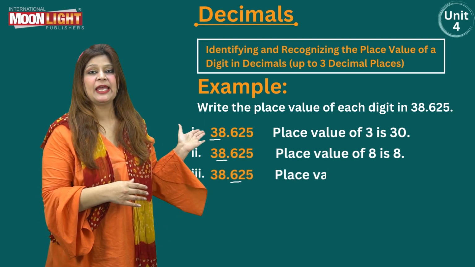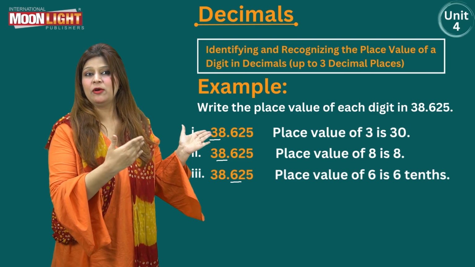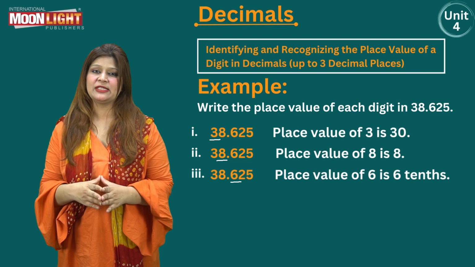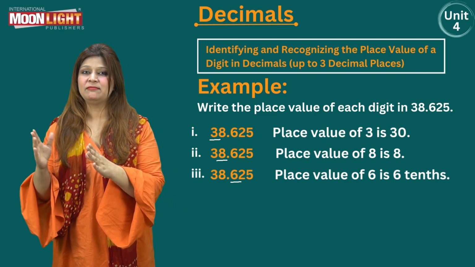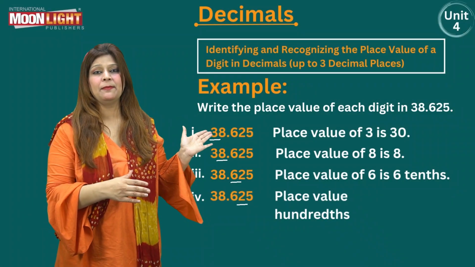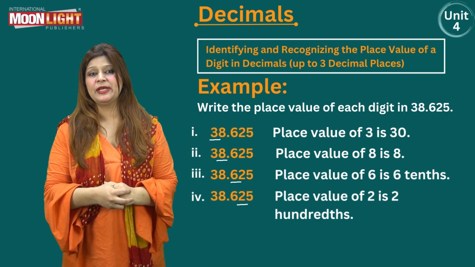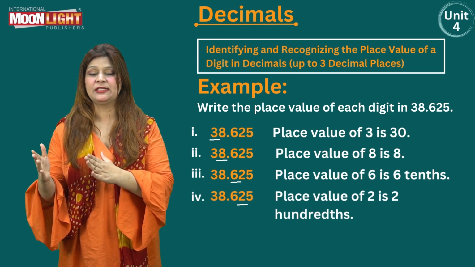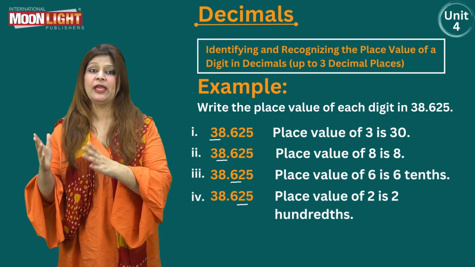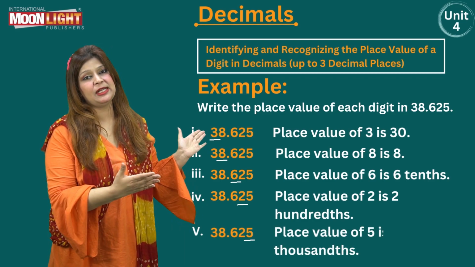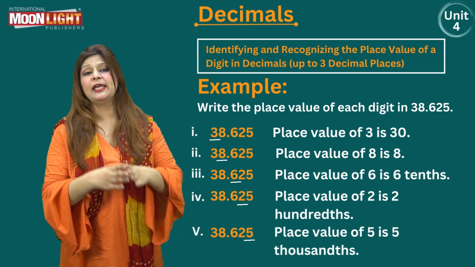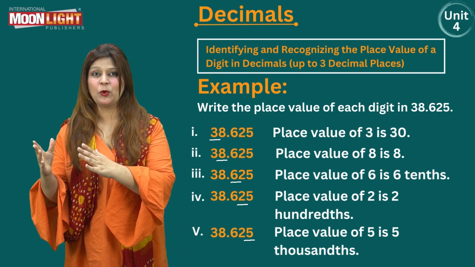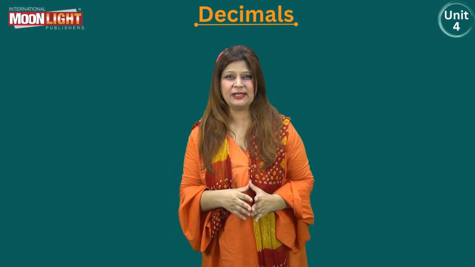Now the number 6, underline this number 6 and say that the place value of 6 is 6 tenths. And the number 2, underline it and you can say that the place value of 2 is 2 hundredths. Now the number 5, which is the last number over here, underline it and you can say that the place value of 5 is 5 thousandths. Okay, so hope the concept is clear to you guys.